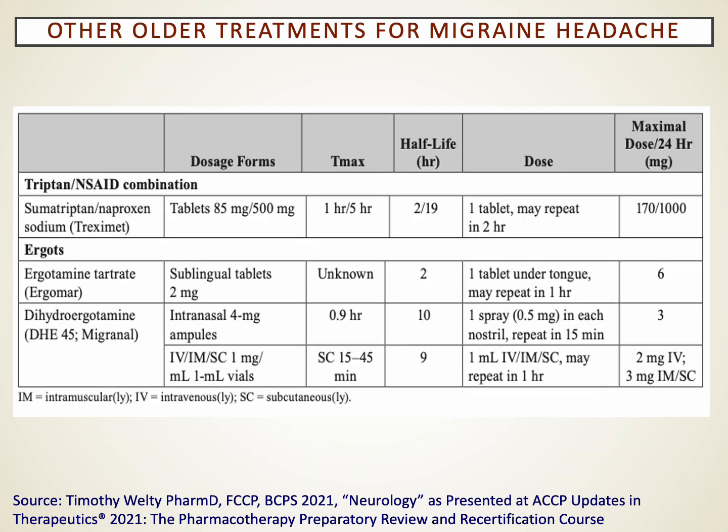There are a couple other options here as well. There's sumatriptan with naproxen available as a combination product that could be considered. I don't really see an advantage for that compared to just going with standard, separate therapies as well. And the ergot alkaloids are still available, just not very often used anymore.